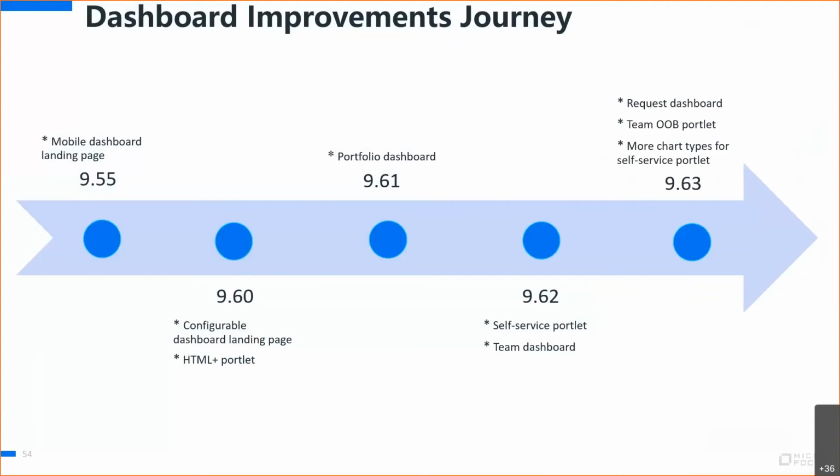And there is a team dashboard also available from 9.62. And in 9.60, the big one was the request dashboard, and I'll talk about that in detail. Also, there is a team out-of-box portlet, and some more chart types were delivered for the self-service portlet that was delivered in 9.62.